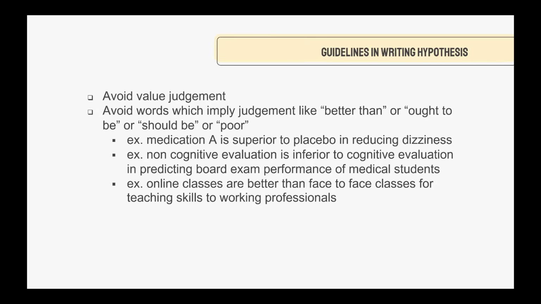So instead of saying superior, you can specify it, for example, subjects given medication A have less incidence of dizziness compared to placebo. Instead of saying inferior, you can say non-cognitive evaluation has less positive predictive value in predicting board exam performance as compared to cognitive evaluation. And instead of saying online classes are better, you can make it measurable by saying there are higher skill scores among those taking online classes compared to face-to-face class.